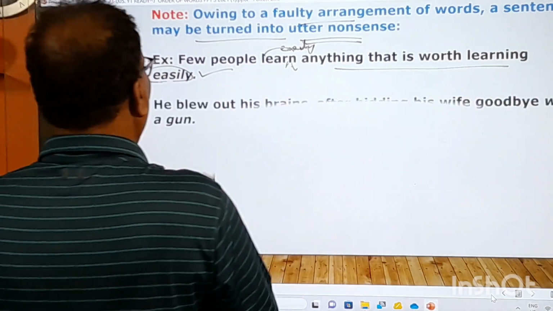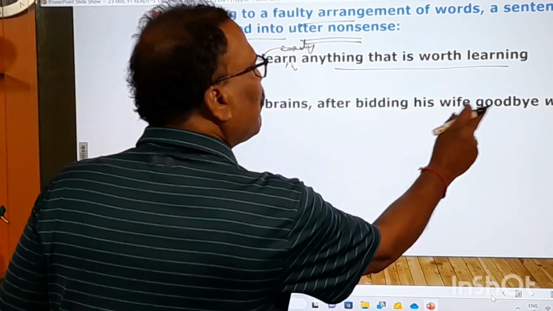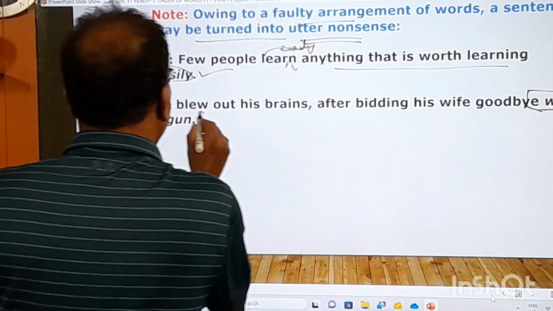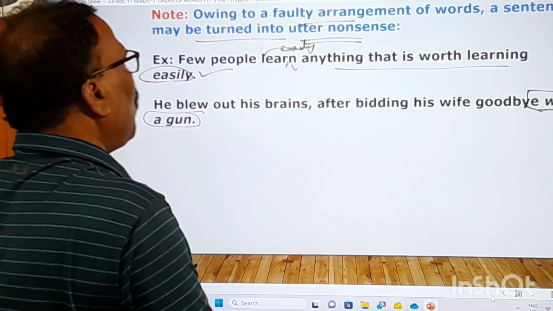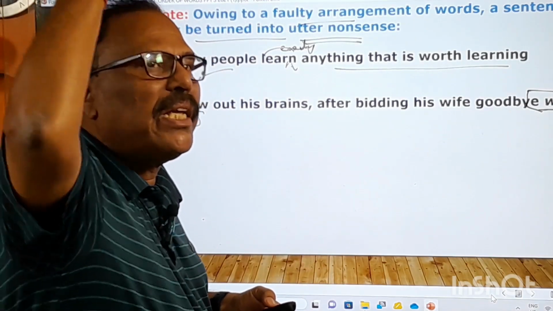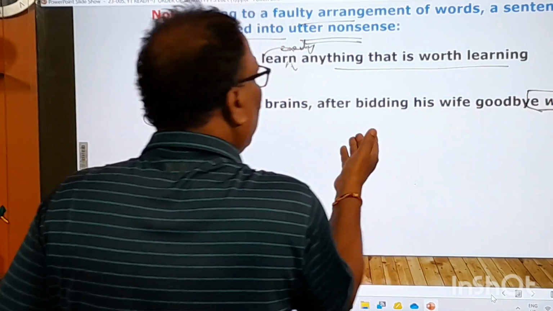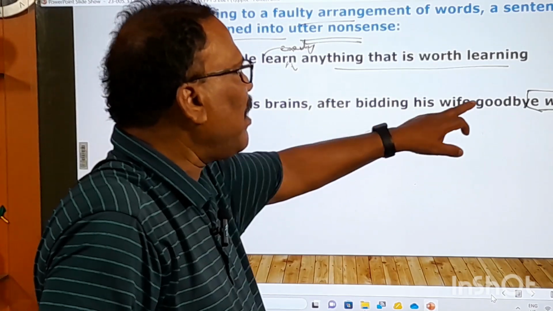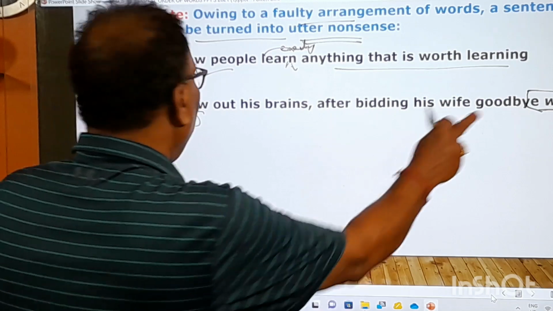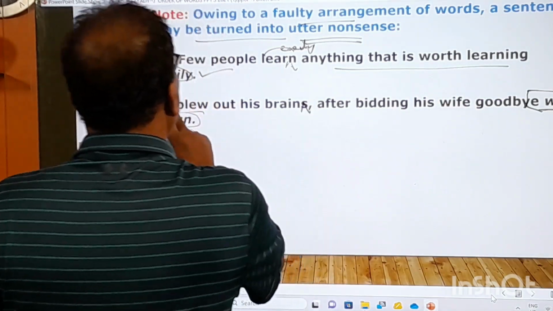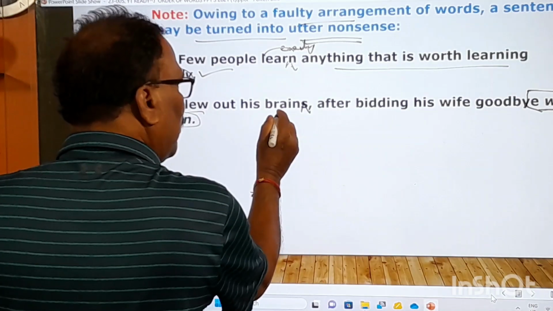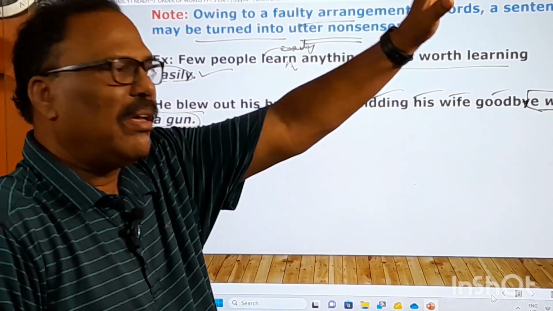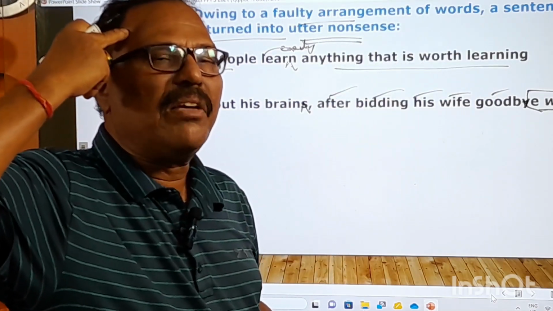Okay. And here: he blew out his brains after bidding his wife goodbye with a gun. See that? He blew out his brains means he killed himself. After bidding his wife goodbye with a gun, can it be correct? See, here with a gun is supposed to be here: he blew out his brains with a gun after bidding his wife goodbye. After bidding his wife goodbye, he came home and blew out his brains with a gun.